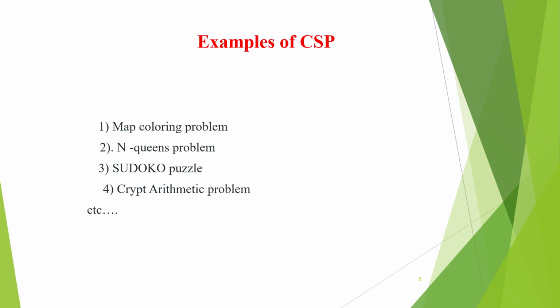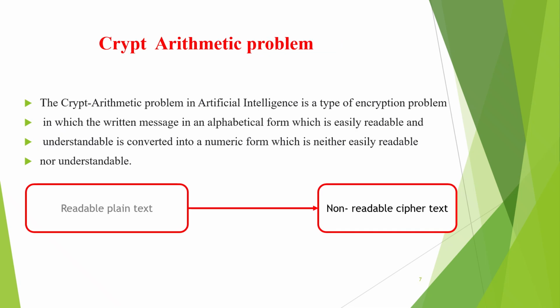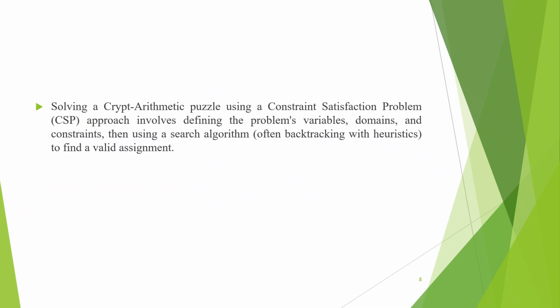Examples of CSP are map coloring problem, N-Queens problem, Sudoku puzzle, cryptarithmetic problem, etc. What are the solving techniques of CSP? Backtracking is the main technique used in CSP. Backtracking and heuristics. What is a cryptarithmetic problem? Converting readable plain text into non-readable ciphertext is the cryptarithmetic problem. Solving a cryptarithmetic puzzle using the constraint satisfaction approach involves defining the problem's variables, domains, and constraints, and all constraints should be satisfied.